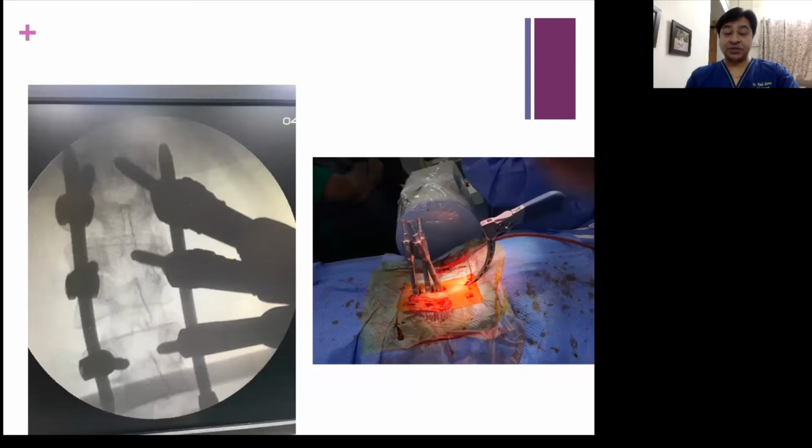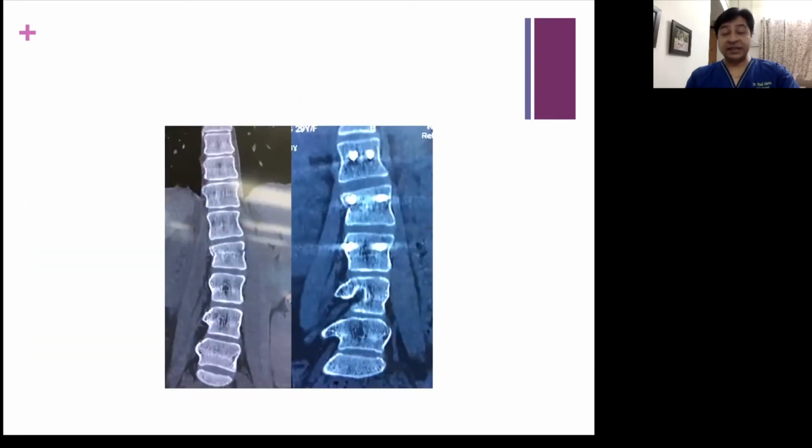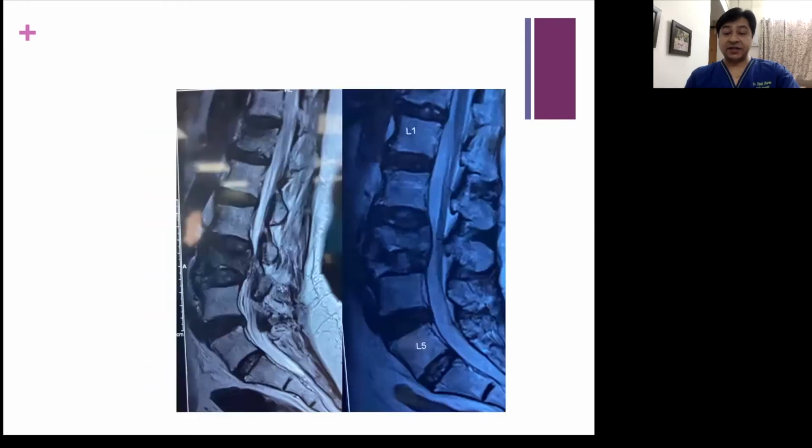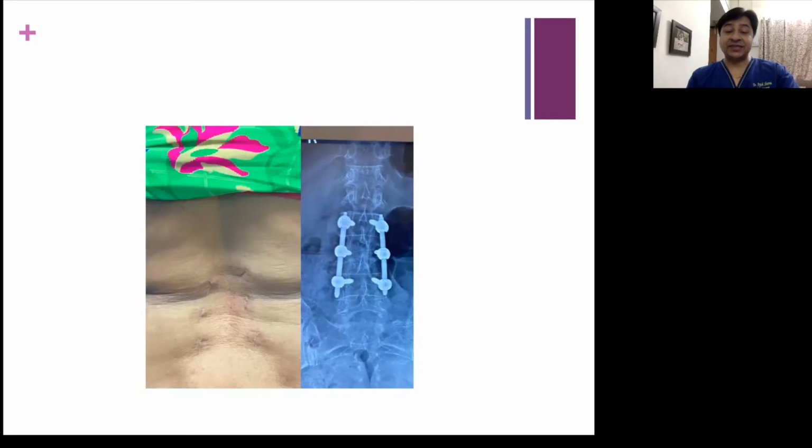Again, a MIS approach, she was able to mobilize within the next 24 hours, and this is the 6 months follow-up CT showing good fusion and good realignment of the spine. Another case, a 45-year-old female, again a thoracolumbar junctional fracture, again a MIS fixation was done, and this is the post-op MRI, again demonstrating a good indirect decompression, and this is the follow-up X-ray. It was a complete minimally invasive spine surgery. There are some small scar dots, that is all you see when you fix them with the minimally invasive option.